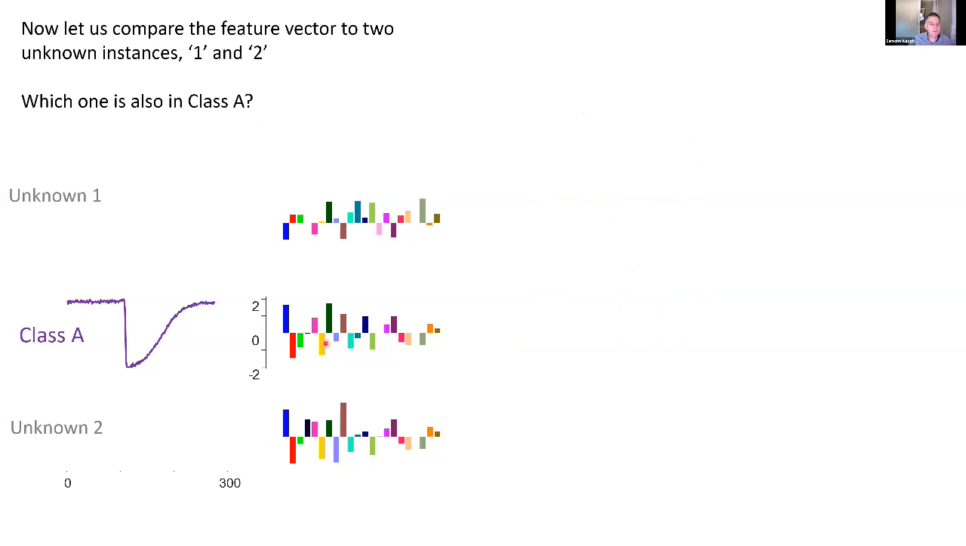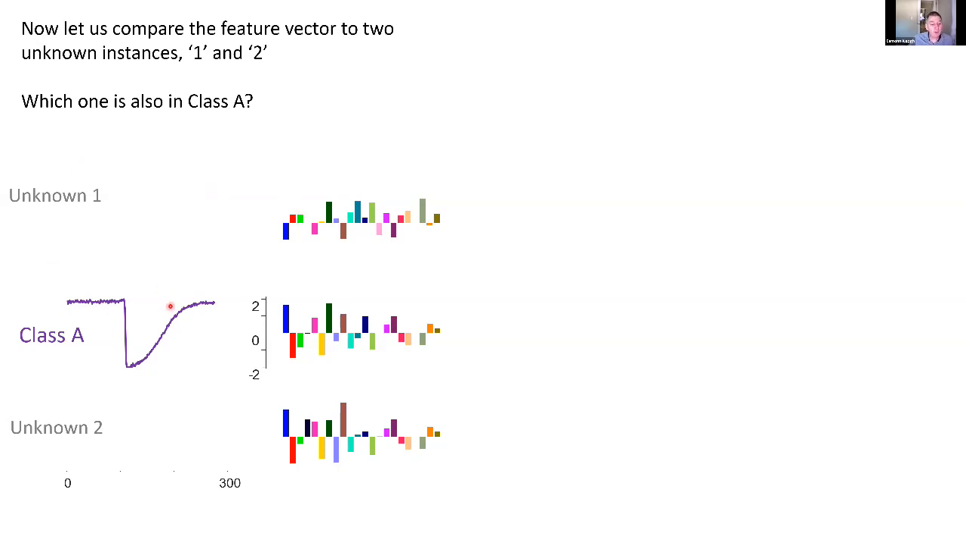Okay, so here we have two unknown objects, unknown 1 and unknown 2. I'm deliberately temporarily hiding the time series from you. I'm going to ask you the question, do we think that one of these is close to or similar to class A? It's very unlikely to be unknown 1, because unknown 1 has a negative reading for blue, whereas class A has a positive reading for blue. And it has a small positive reading for the red feature, but class A has a negative reading, and so on and so forth. So these feature vectors just look so different. I suspect these are quite different time series.